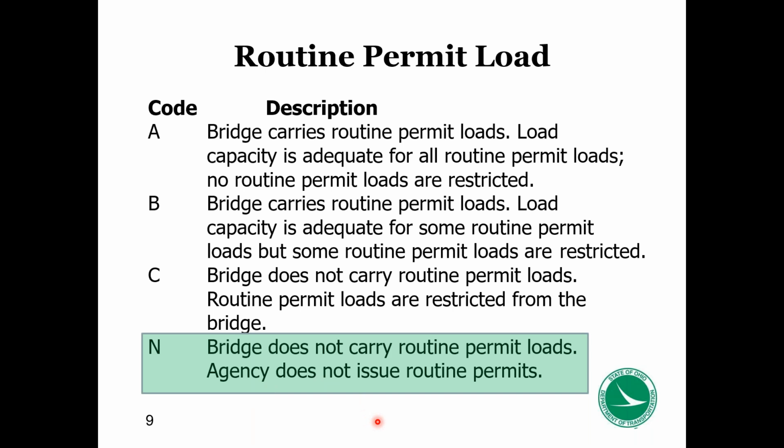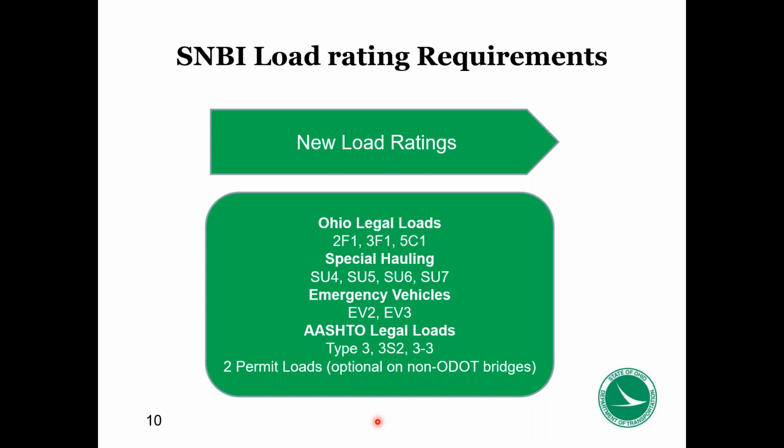So these are our new load rating requirements, the loads. As I said, there are some Ohio legal loads, which are 2F1, 3F1, and 5C1. Those are 3 legal loads. We're going to continue rating our bridges for them. Special hauling vehicles, we are already rating our bridges for special hauling vehicles, SU4 through SU7. This vehicle SU4 represents a 4-axle, SU5 a 5-axle, SU6 6-axle, and SU7 is a 7-axle vehicle. Similarly, 2F1 is a 2-axle vehicle, 3F1 is 3-axle, and 5C1 is a 5-axle vehicle.